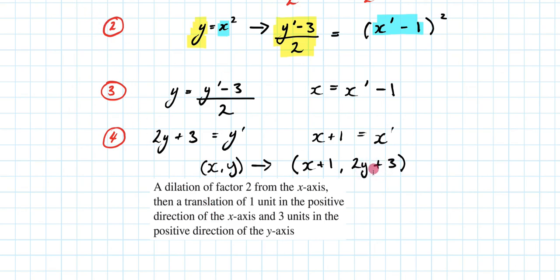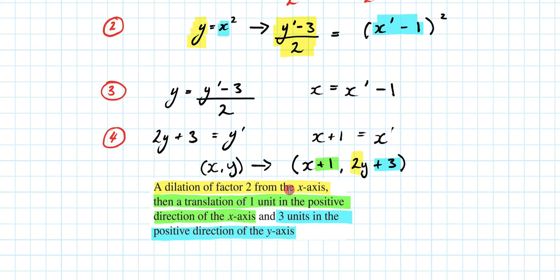So as you can see here, what's the first thing that happens to my y? Hopefully just by BODMAS, you know that I'm multiplying it first. You can just tell by looking at it. I'm going to go 2y first, and then I'm going to plus my 3. So my first move here is a dilation of a factor of 2 from the x-axis. Then after that, I'm going to have my translations. So I'm going to plus 1, and that is written here, direction of the x-axis, and I'm going to plus 3, which is going to be 3 units in the positive direction of the y-axis.